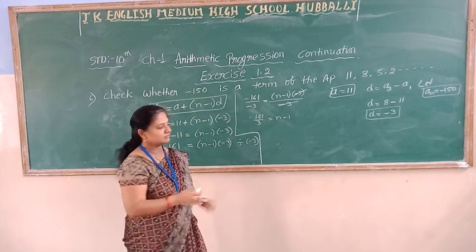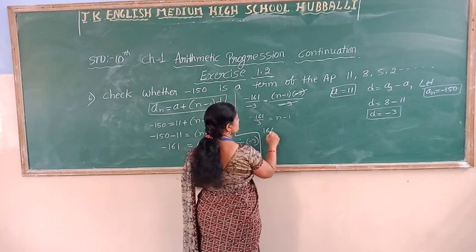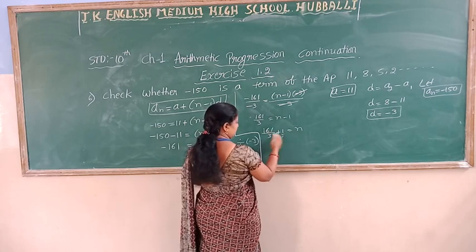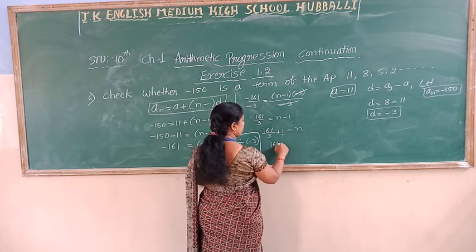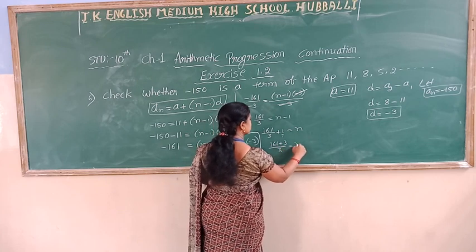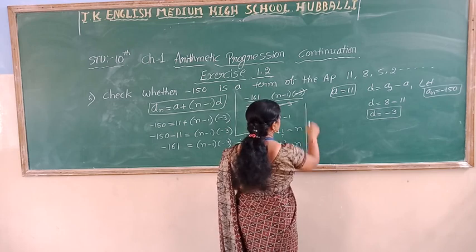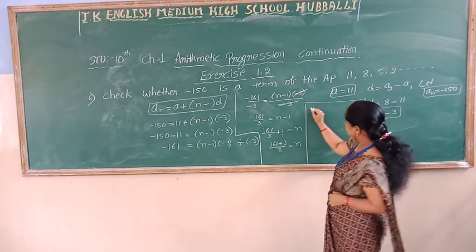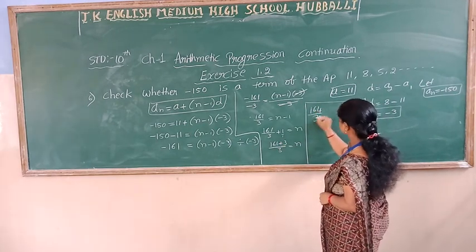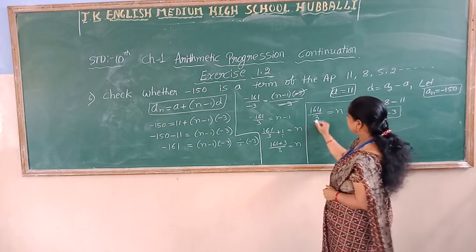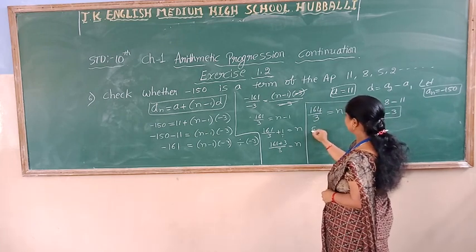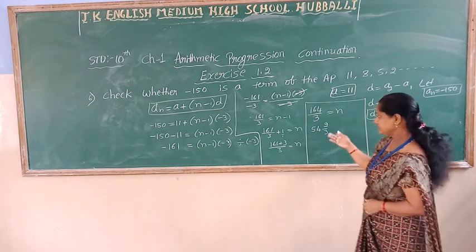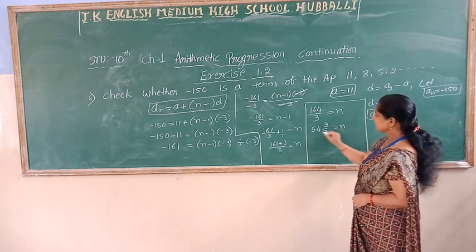I want the value of N, so minus 1 I take to this side. Then it becomes 161 by 3 plus 1 is equal to N. Now add by taking the LCM: 161 plus 3 divided by 3 is equal to N. Then simplify and write it. 161 plus 3 becomes 164 divided by 3 is equal to N. If we divide, 3 fives are 15, 3 fours are 12, then I can write in fraction 2 by 3. It is not going to divide evenly, so I will write it in fraction form.